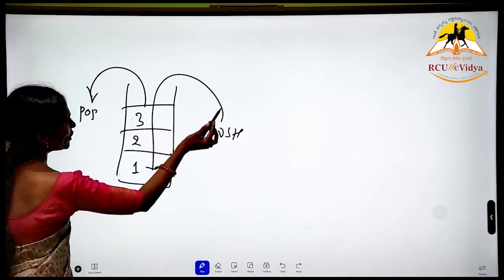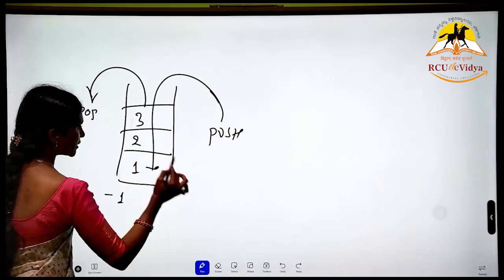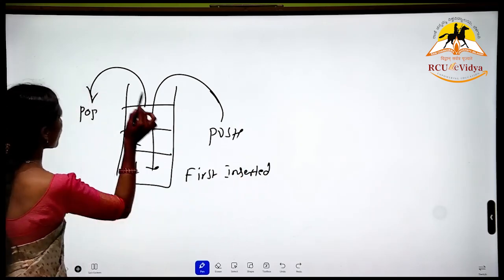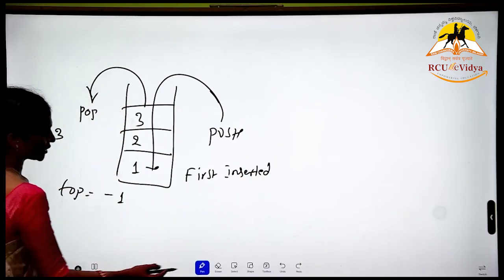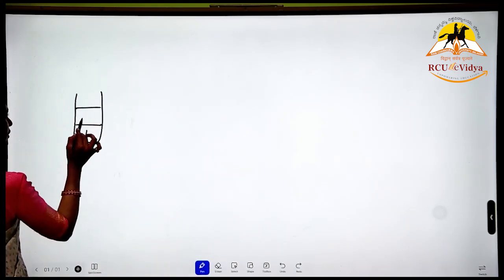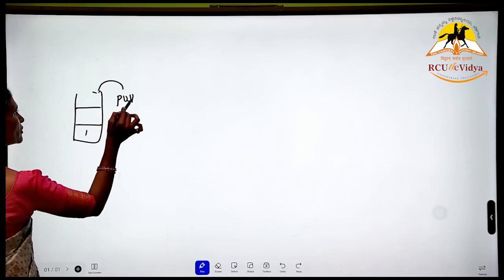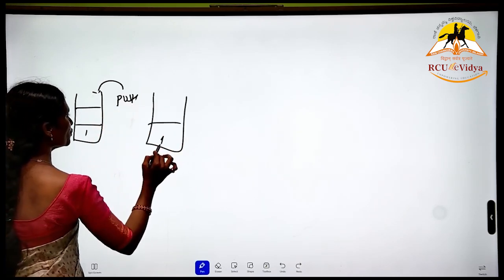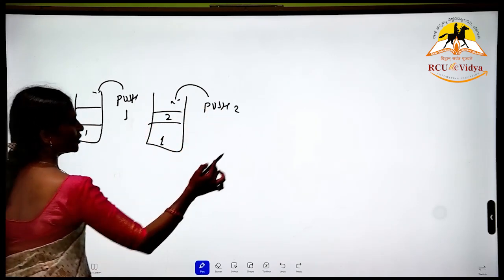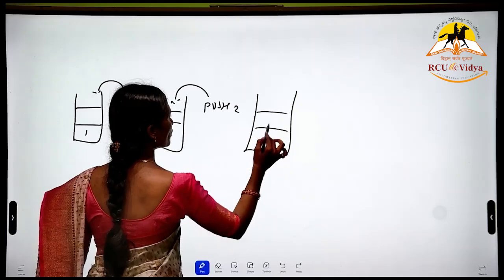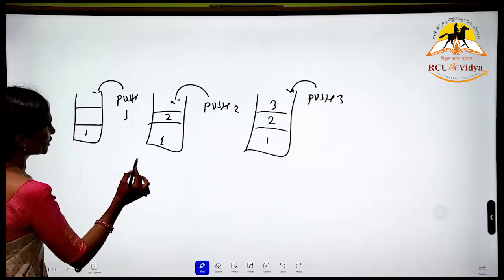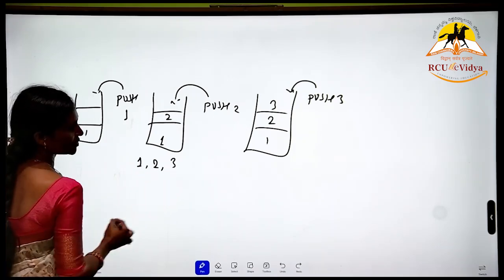So what will happen? First you inserted, then popped. What happened? 3 came out. I will take a representation to make it very clear. Assume that here this is 1, I have pushed. Second, I pushed 2. Next I have pushed the elements 1, 2, 3, that is push 3. So how does the pushing happen? First 1, next second, next third, and so on.